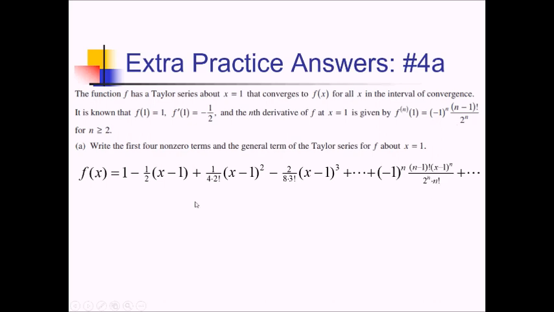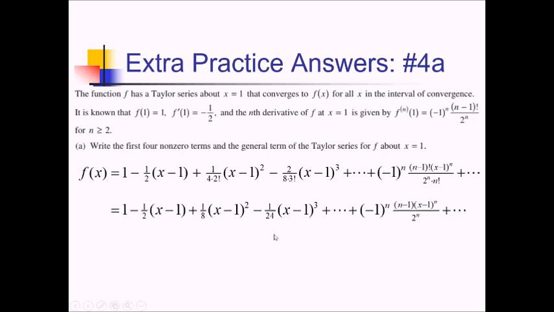And if we really wanted to, we could clean this up a little bit. For example, I could write this 4 times 2 is an 8, and this is really 1 over 4 times 6, so that's 1/24 for that term. But it's up to you whether you simplify the coefficients.